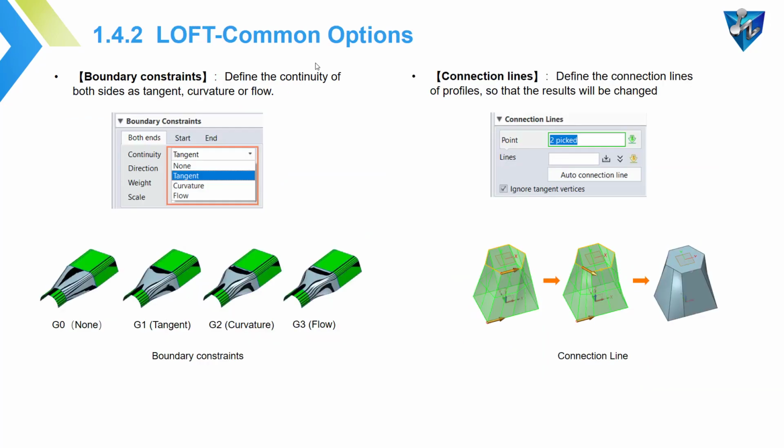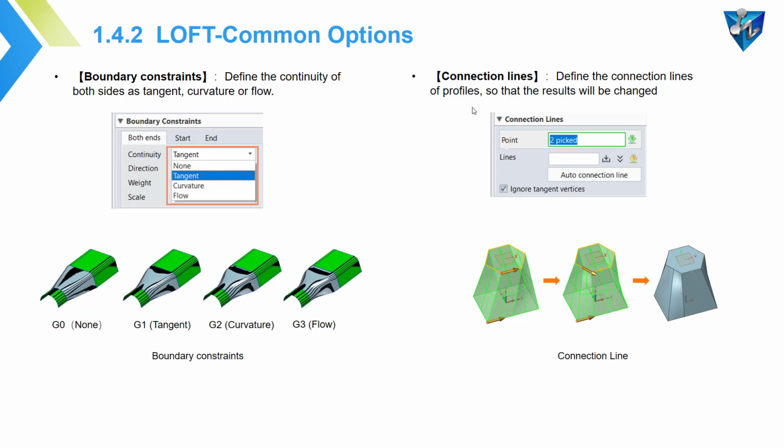and there are some common options in the loft I would like to show you. The first one is boundary constraints. So in the loft feature, you can define the continuity for the start side and the end side. Here you can see you can make it connected, which means G0, and also tangent, which means G1, and also curvature and flow, which also means G2 and G3 continuity.